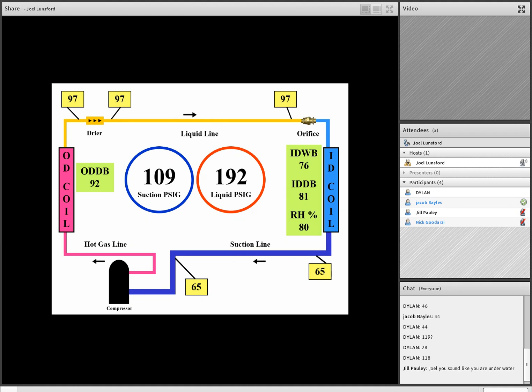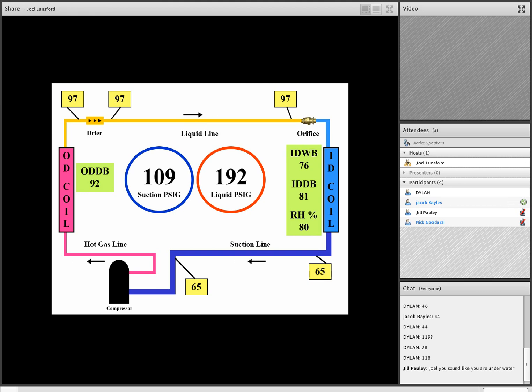The next thing we're going to look at, let's go ahead and look at our condenser coil condition. We have 192 pounds of pressure on the liquid pressure. And so if we convert 192 on the R22 chart to temperature, what is our pressure temperature conversion at 192?